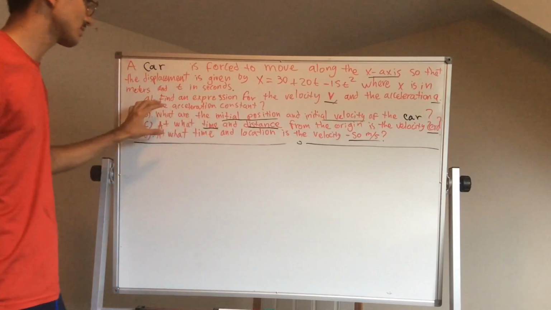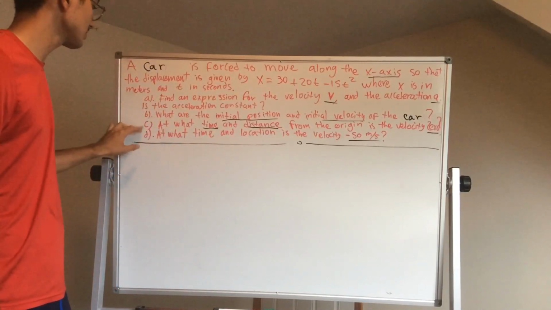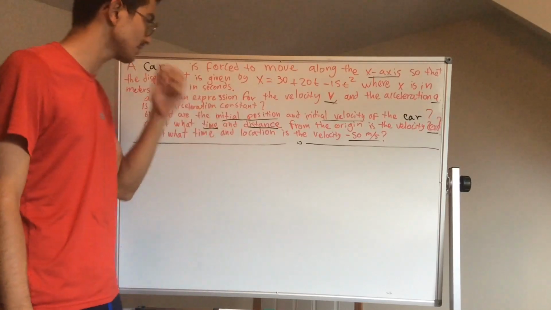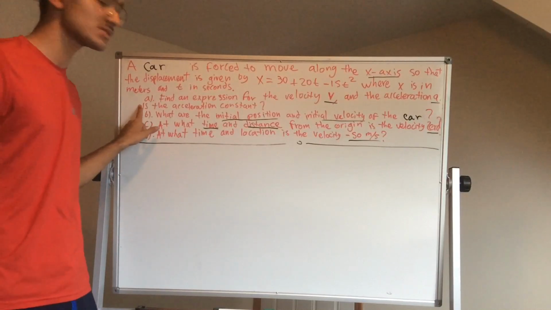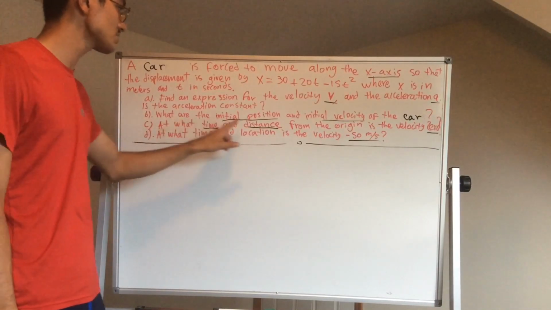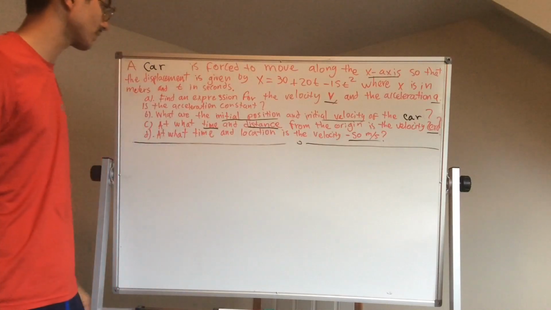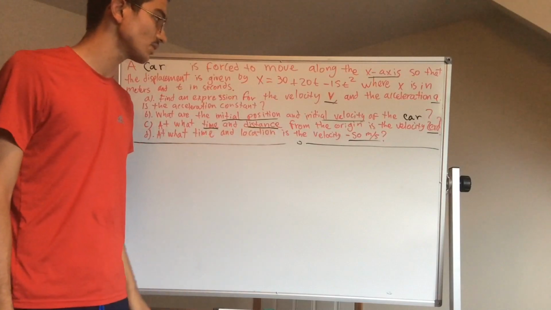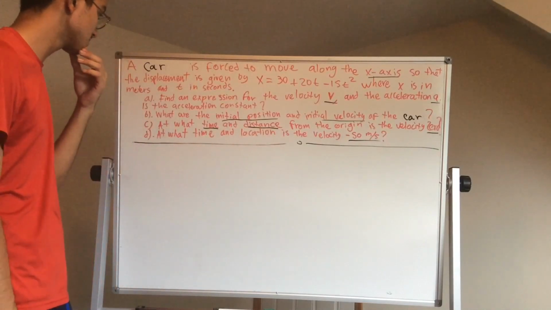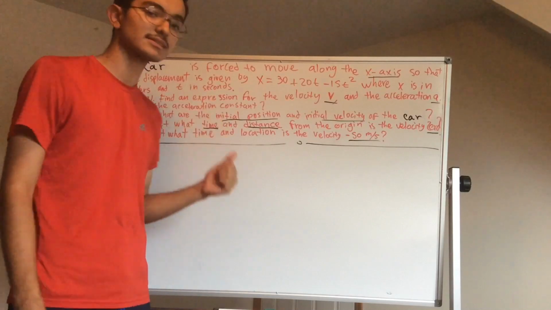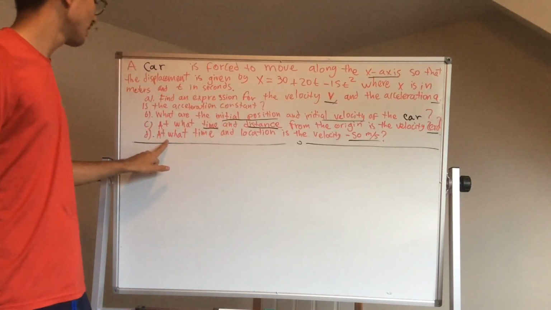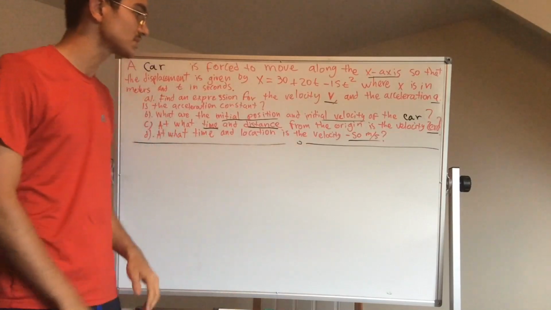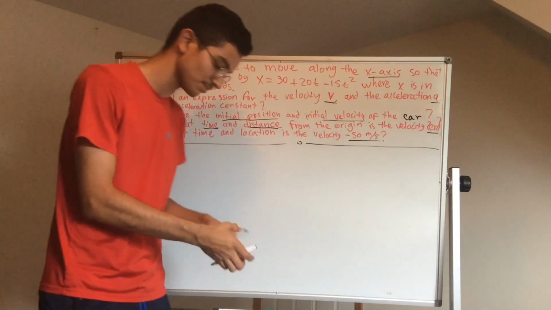Now the question is divided into A, B, C, and D. A is: find an expression for the velocity and for the acceleration, and is the acceleration constant? B: what are the initial position and initial velocity of the car? C: at what time and at what distance from the origin is the velocity zero? So when the velocity is zero, what is the time and what is the position? D: at what time and location is the velocity negative 50 meters per second? So we're going to go ahead and start part A.